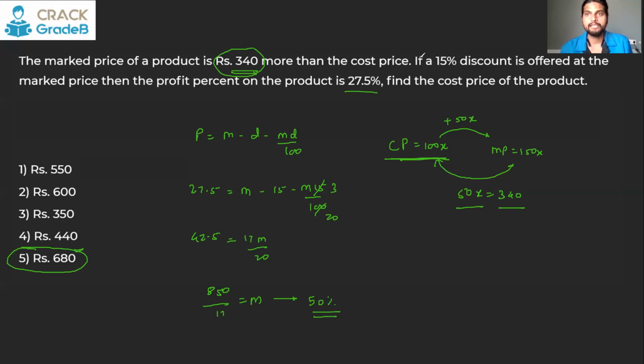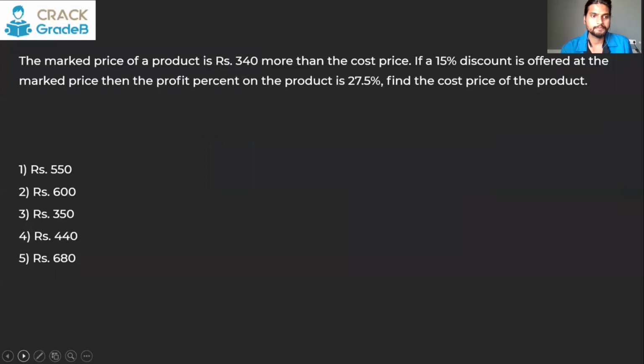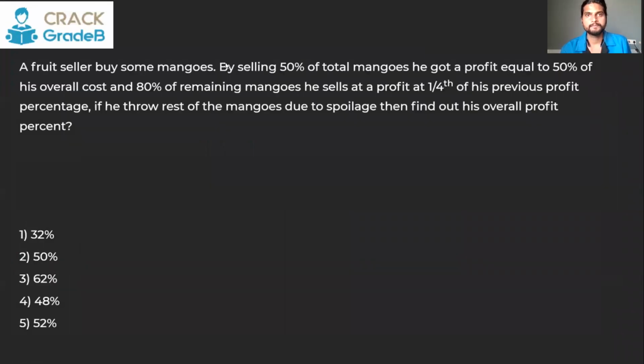Easy. Let's see one more. A fruit seller buys some mangoes. By selling 50% of the total mangoes, he gets profit equal to 50% of his overall cost. 80% of the remaining mangoes, he sells at the profit of 1/4 of his previous profit percentage. If he throws the rest of the mangoes due to spoilage, then find his overall profit percent. So here we can consider the number of mangoes and the price also of our own choice, because the question is just about the percentage.